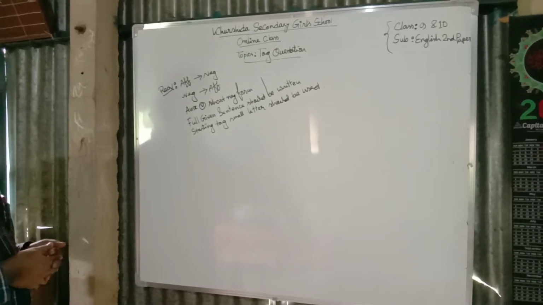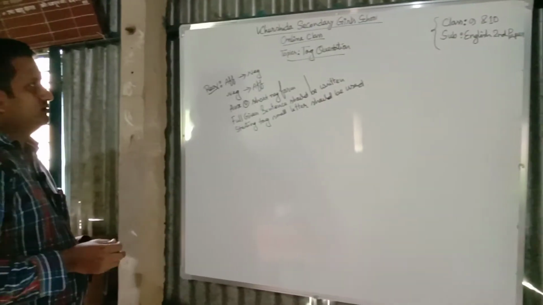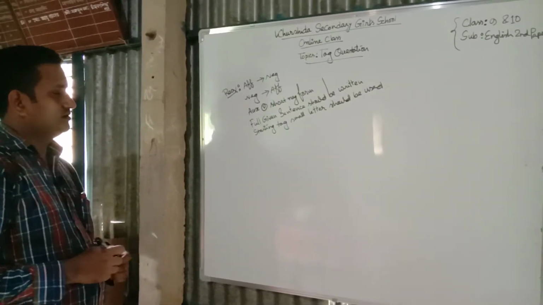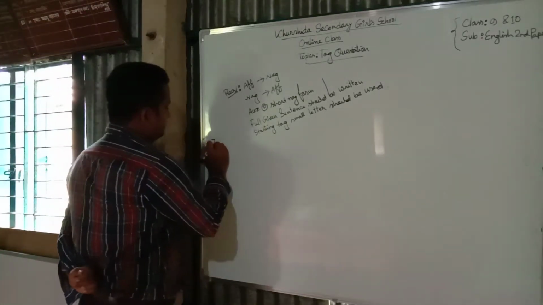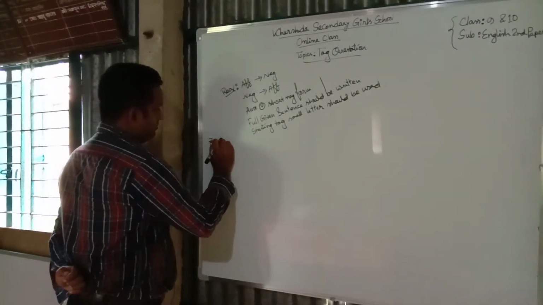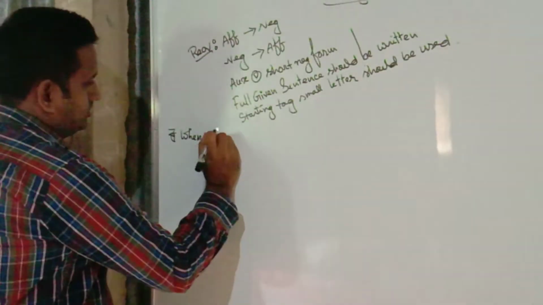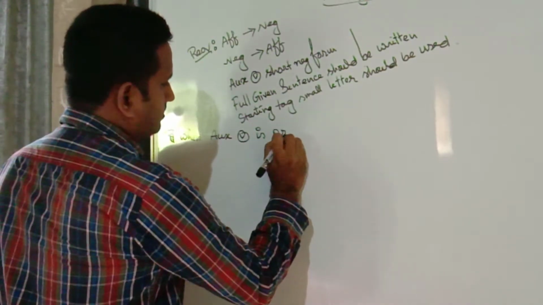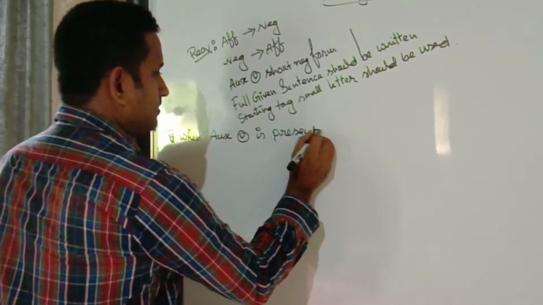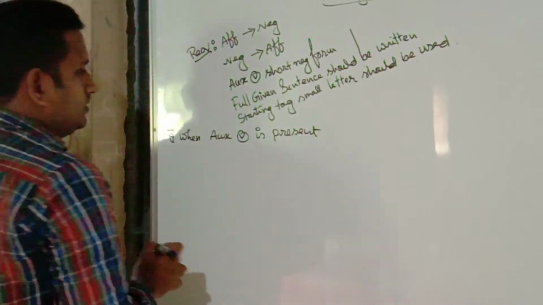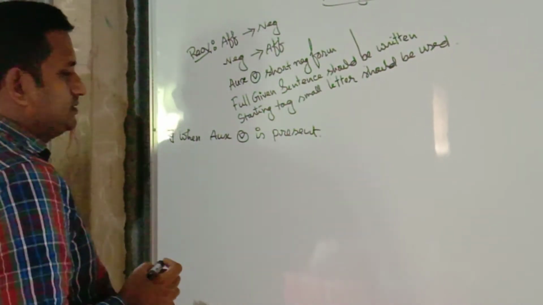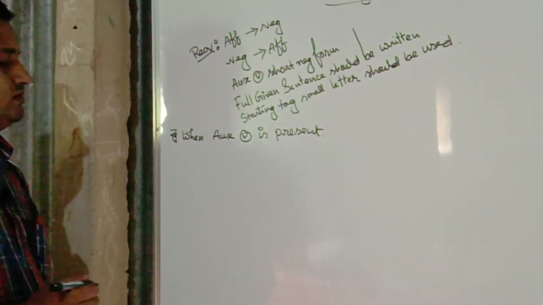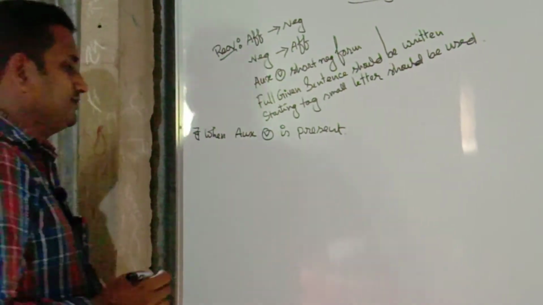In this topic, I want to make different kinds of tag questions. So the first type is when an auxiliary verb is present. When an auxiliary verb is present, we know auxiliary verb has 2 types. The first one is called modal auxiliary and the second one is called primary auxiliary verb.